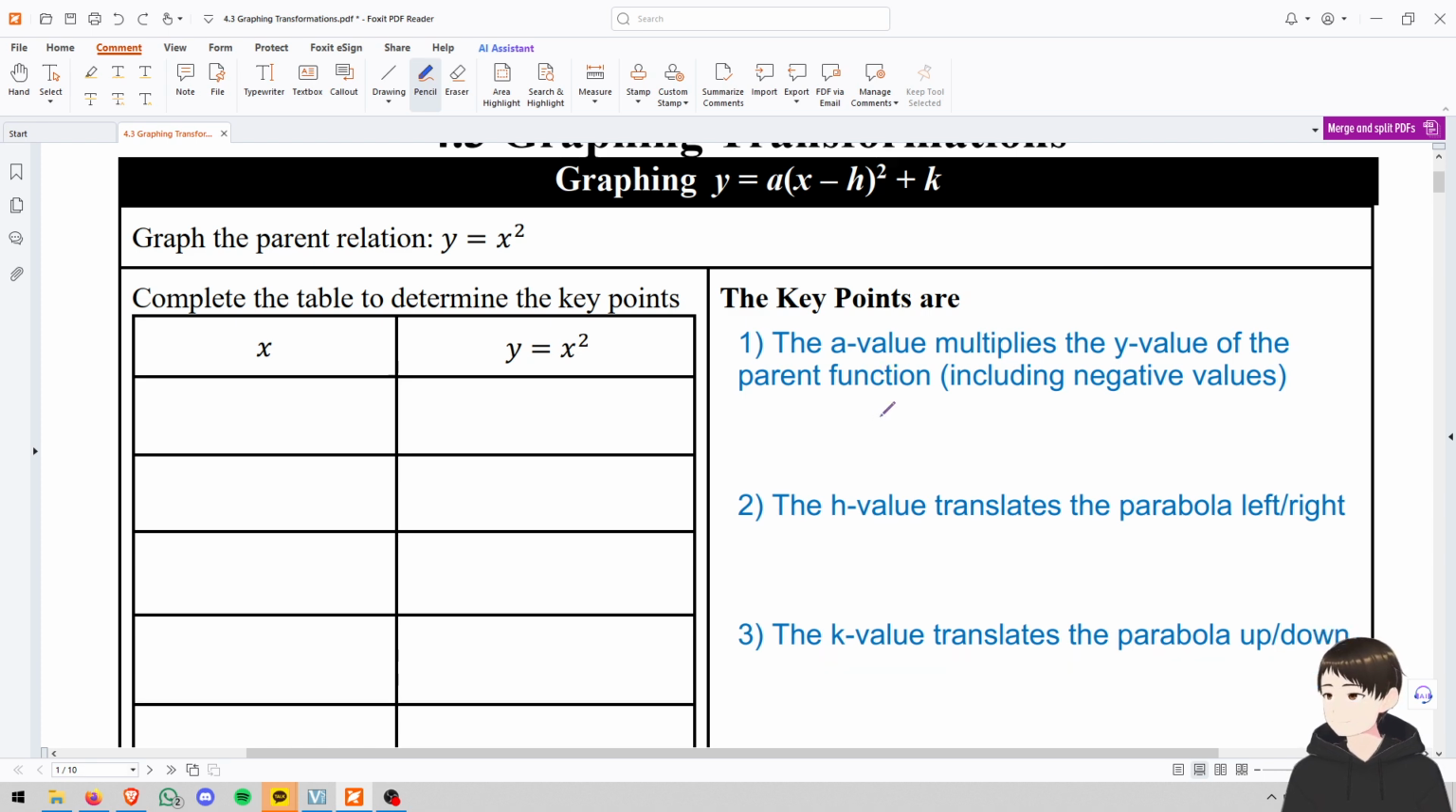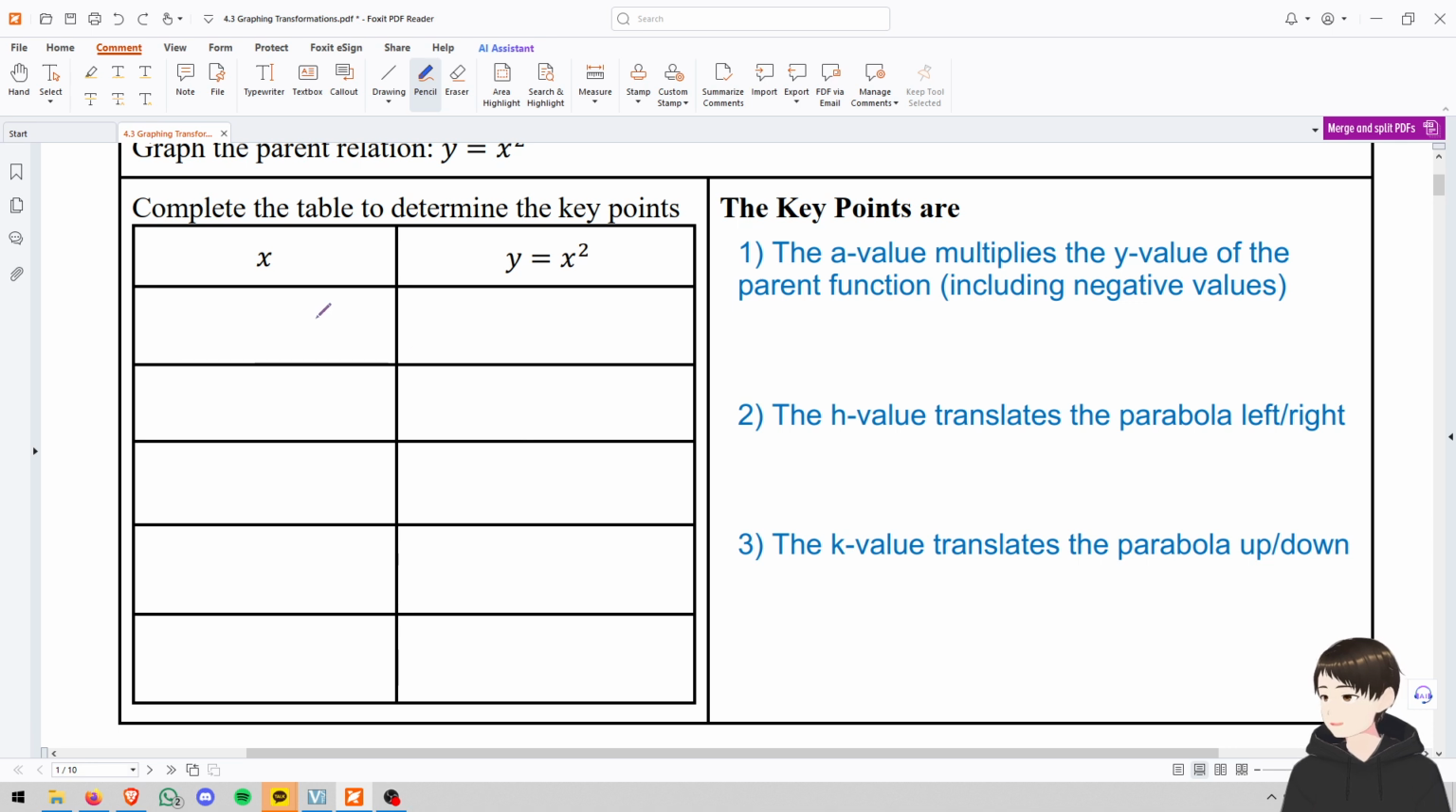So let's do this. Completing the table, since there are 1, 2, 3, 4, 5 slots, I'm going to put the x value of 0 in the middle, going to 1 and 2, as well as -1, -2. Right off the bat, without doing any math, you should know that the parent function is just the square of the x, which means 0 squared, 1 squared, 2 squared, -1 squared, -2 squared. If I wanted to do more, it would have been 9, 16, 25, and so on. Okay? So this is it.